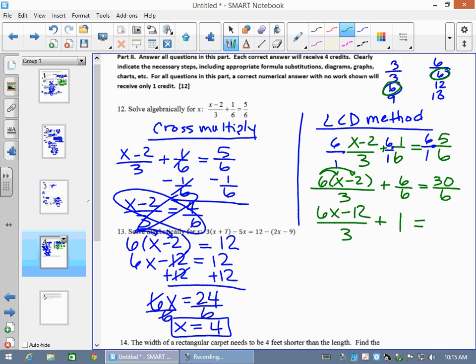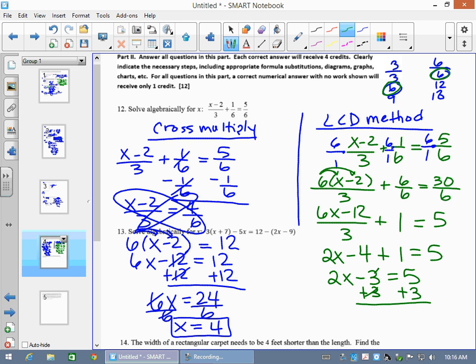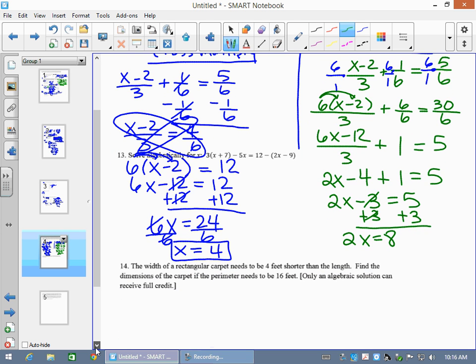Now I can divide 6x and negative 12 by 3. So 6x divided by 3 is 2x, negative 12 divided by 3 is negative 4, plus 1 is equal to 5. Combine like terms, I get negative 4 plus 1 is negative 3, so 2x minus 3 is equal to 5. I'm going to bring my constants over to the right. I get 2x is equal to 8. And undo that multiplication using division to get an x value, again, of 4. So either approach would have worked, and you get x equals 4 in both cases.